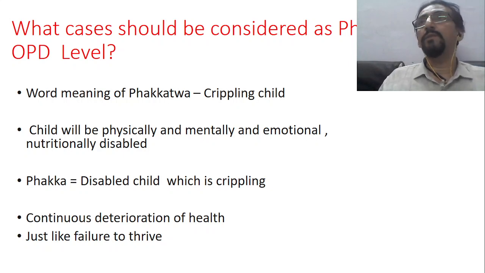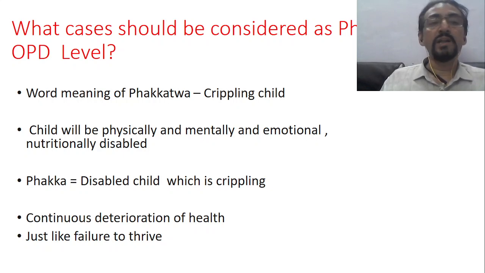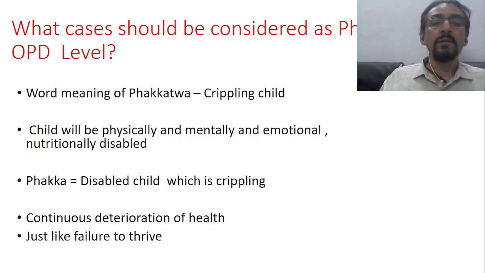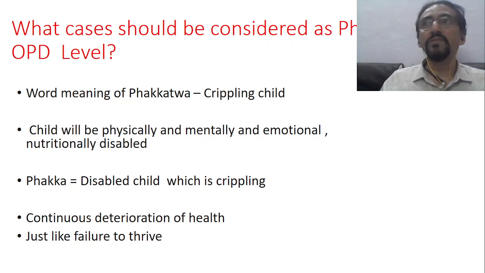example, the word meaning of Phakkatva is nothing but crippling of the child. So the child will be physically, mentally, emotionally and nutritionally disabled. Any child who is coming to you with a physical, psychological, emotional and nutritionally disabled condition has to be considered as Phakkatva or Phakka. Okay, so Phakka is nothing but a disabled child who is crippling. There is continuous deterioration of the health, just like failure to thrive. So all such conditions have to be taken.